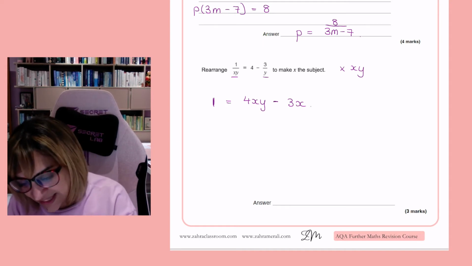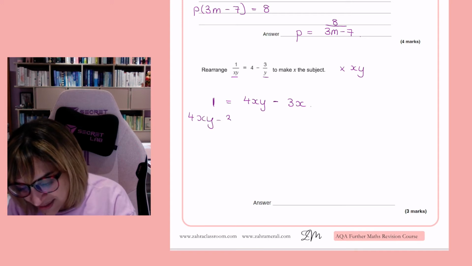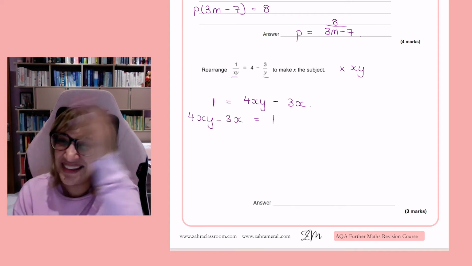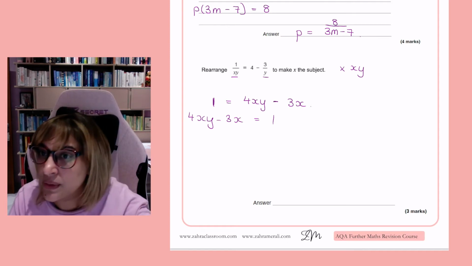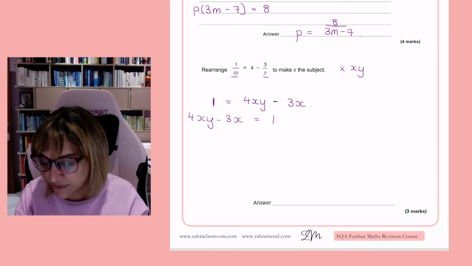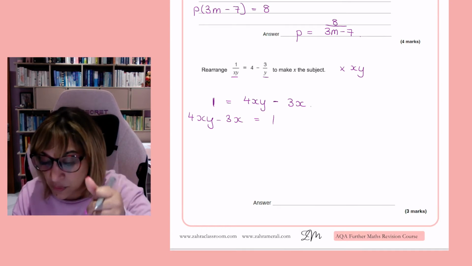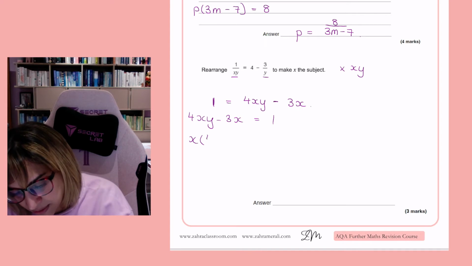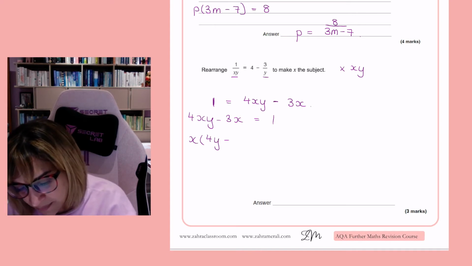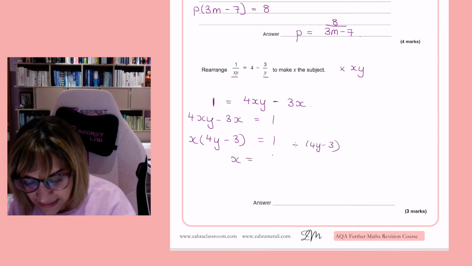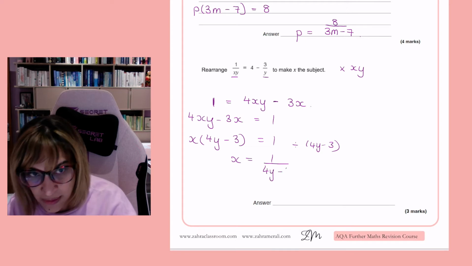Right, now I've got all my x's already on the same side of the equation. So I can rewrite this just because we're used to it. I think it looks a bit prettier having the x on the left-hand side. Remember, all this means is like, I don't know, 2 plus 3 equals 5. You could write it as 5 equals 2 plus 3. It doesn't matter as long as you swap it all. I'm going to take x outside the subject, outside the bracket even. So we get x times 4y minus 3 equals 1. So now we're going to divide by 4y minus 3, leaving us with x equals 1 over 4y minus 3.